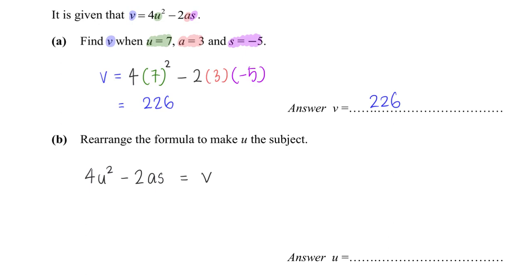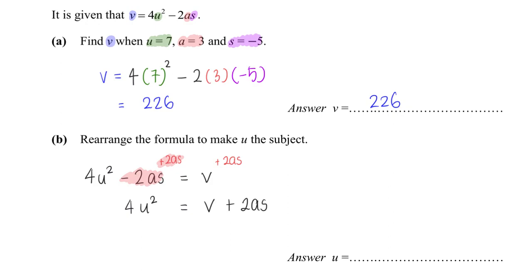And then I'm going to add. Let's follow me closely, okay? For this particular question, I'm going to add 2AS on both sides, such that this side here, negative 2AS plus 2AS will become 0. I'm left with 4U squared. Okay? I will have V plus 2AS here.